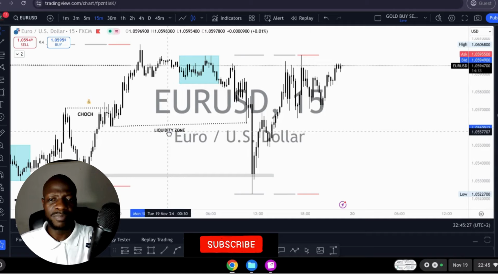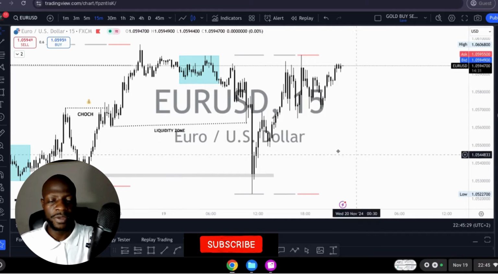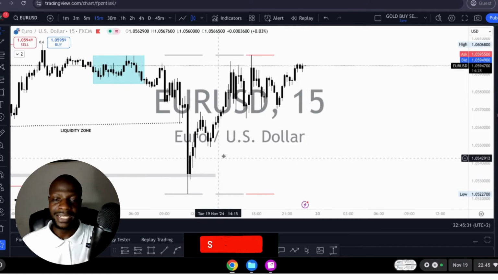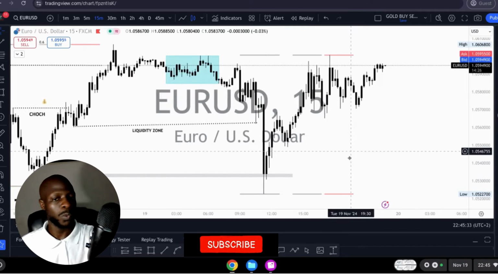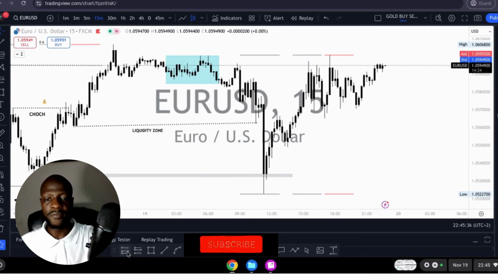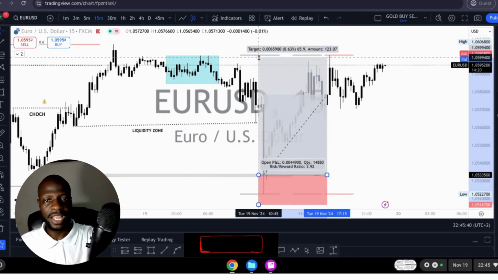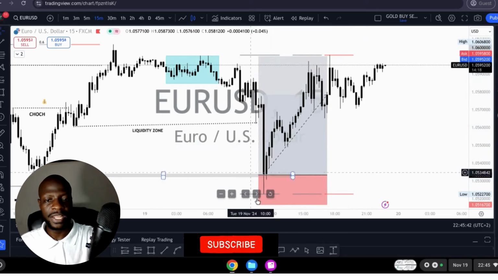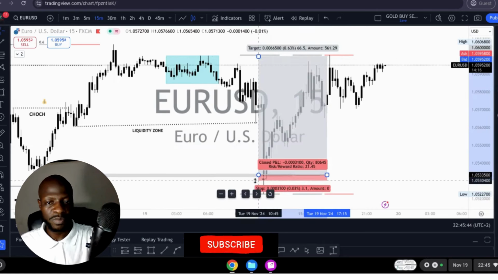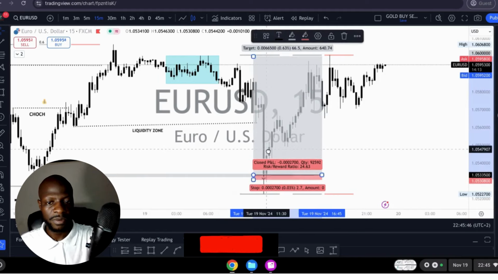And now I'll just be waiting for the market to come to my area. But see what happened. The market literally just went all the way. So if I was taking this trade, it was going to be like this. My stop loss was going to be just there, and my target was going to be that high right there, and my stop loss was just going to be below here.